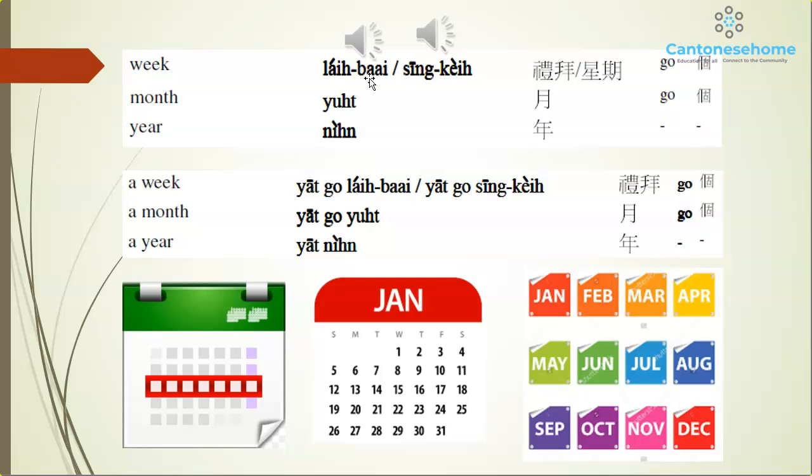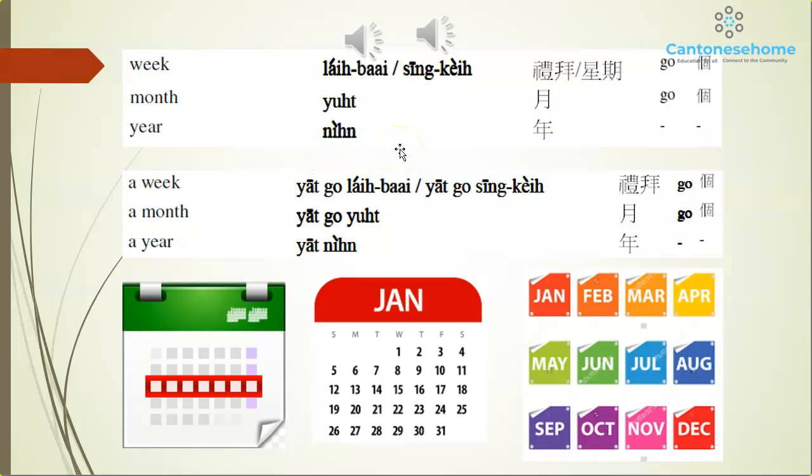好, 禮拜 is week, but it has more of a religious sense. It carries the sense because people go to church at the end of the week, like Sunday, so they see this as a weekly basis. 星期, 一個星期 is 1 week. Month 月, year 年.